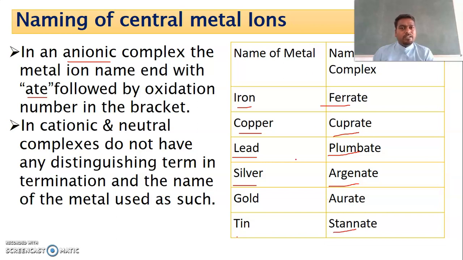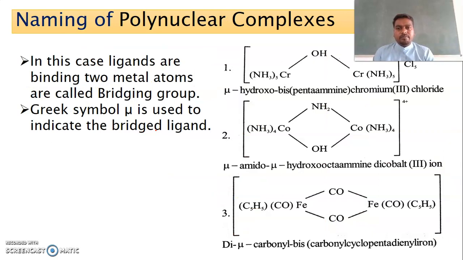You just look here. This name comes only in the case of an anionic complex. But in the case of cationic and neutral complexes, we use the name as such. This is the only difference you have to keep in mind. Don't get confused. Only in anionic complexes does the name of the metal ion end with -ate. But in cationic and neutral complexes, the name is used as such. So this is the naming of the central metal atom. Next, naming of polynuclear complexes.